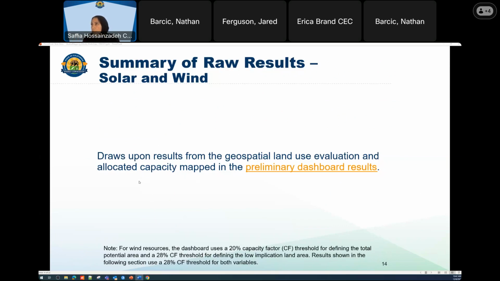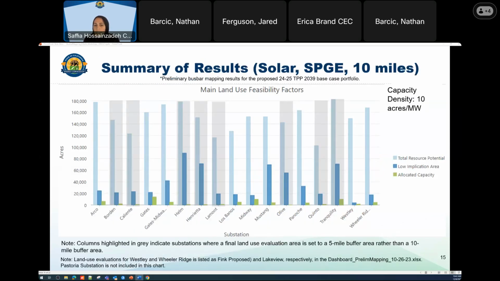And so now we'll just try to more broadly describe the geospatial analysis for the land use and environmental metrics. Again, a lot of these results are coming from the preliminary dashboard results that are linked to here. This chart shows the substations for solar in the SPG&E region for the 2039 proposed portfolio. And these are the factors considered for the main land use feasibility metrics that we calculated.